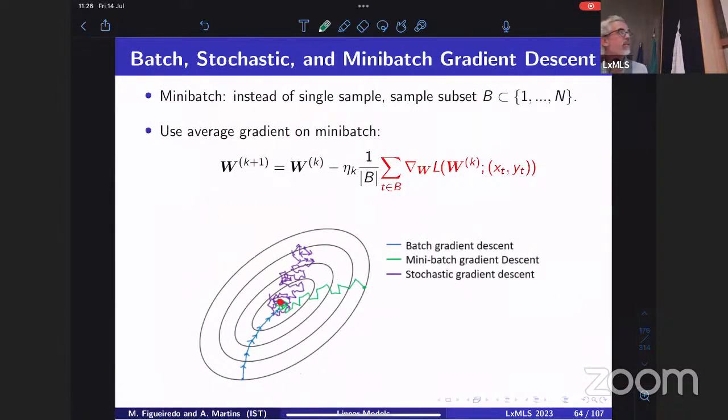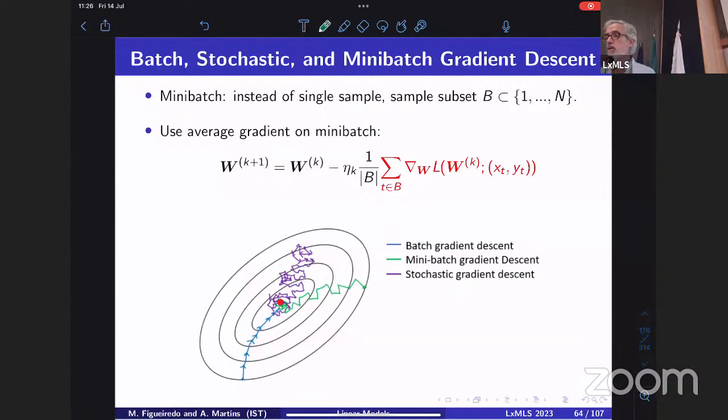There's another alternative which sometimes works better, which is somewhere between full batch, taking the whole data set, and taking just one sample. Why not take 10 samples instead of just one? This is called mini batch, and it's used all the time. The idea is that instead of sampling just one point, you sample a subset B of the big 1 to n data set, and then you average the gradients only on that subset.